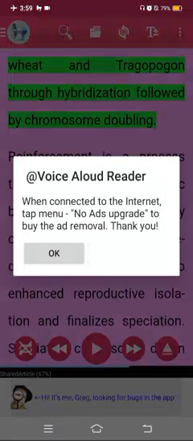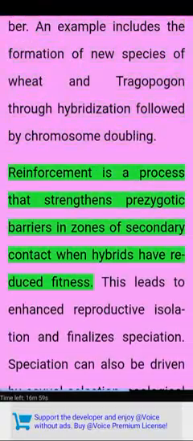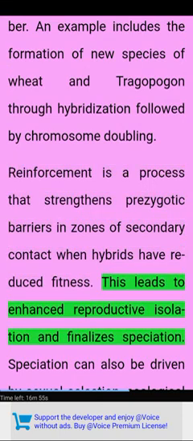An example includes the formation of new species of weed, Tragopogon, through hybridization followed by chromosome doubling. Reinforcement is a process that strengthens prezygotic barriers in zones of secondary contact when hybrids have reduced fitness. This leads to enhanced reproductive isolation and finalizes speciation.